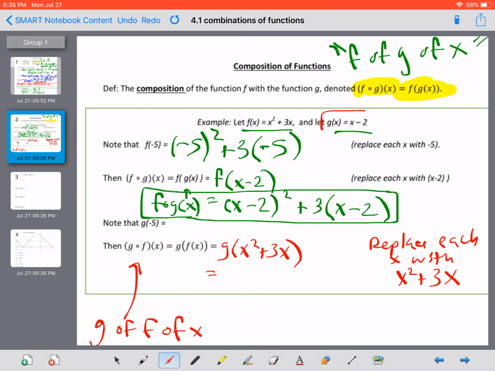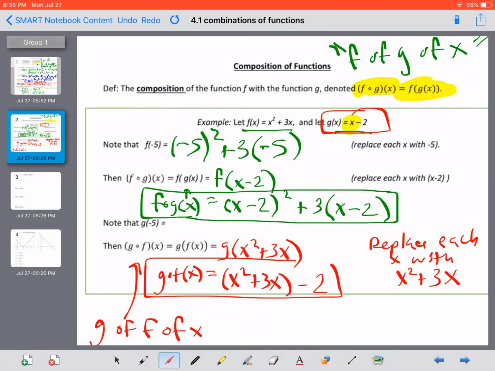Alright, so take your g of x function now, that's your x minus 2, and replace each x with x squared plus 3x. Well, that just means I'm going to have x squared plus 3x minus 2. I just replaced that single x value in the g of x function with x squared plus 3x. Right, so g of f of x is equal to x squared plus 3x minus 2. So you can see that in general, g of f of x is not going to be equal to f of g of x. Let's do some examples.